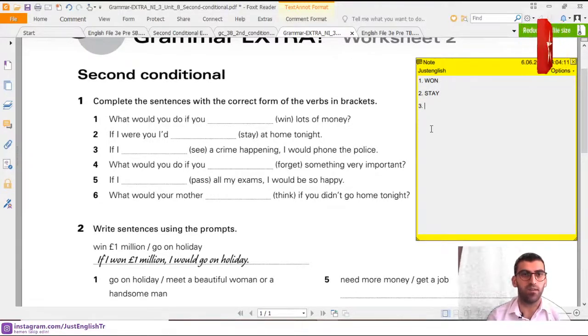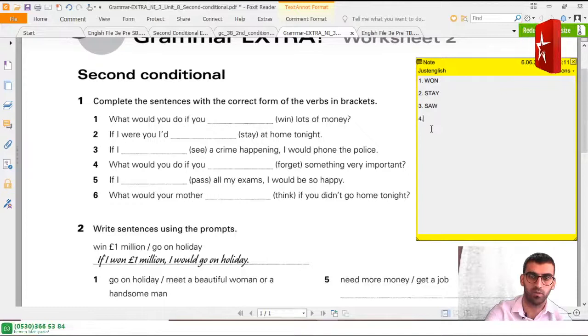Number 3. If I blah blah blah a crime happening, I would phone the police. So, which answer is correct? If I saw a crime happening, I would phone the police. Yes, guys, if I saw a crime happening, I would phone the police. So saw is the correct answer for number 3. Yes, after if we have to use the past simple form.